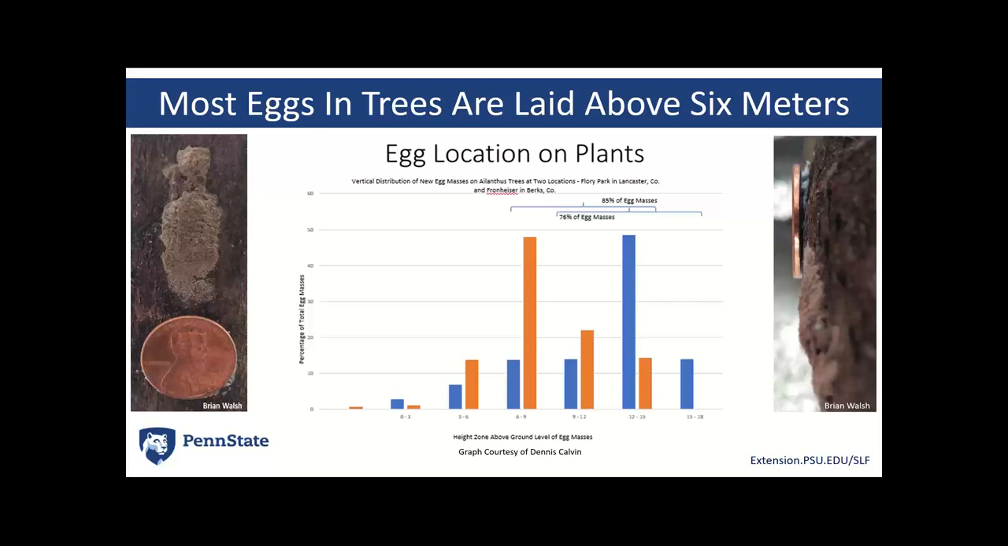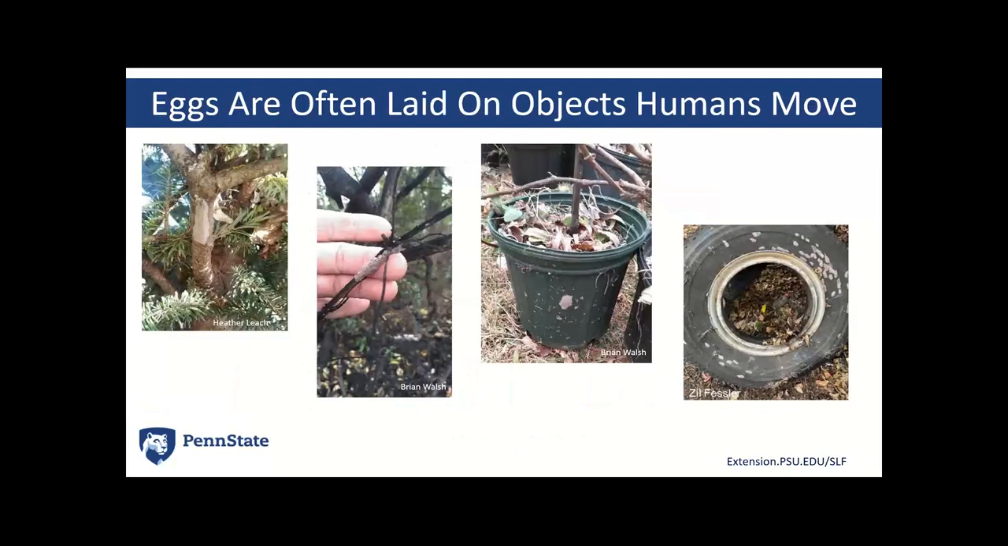We're not very good, even with binoculars, at finding them from the ground. And you can see they're pretty small compared to a penny, and in thickness and what they look like. That covering dries back to that nice grayish brown. And that little dab there is 30, 35 eggs on average. So it doesn't take many.